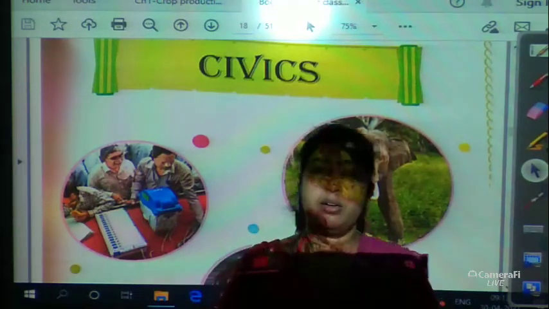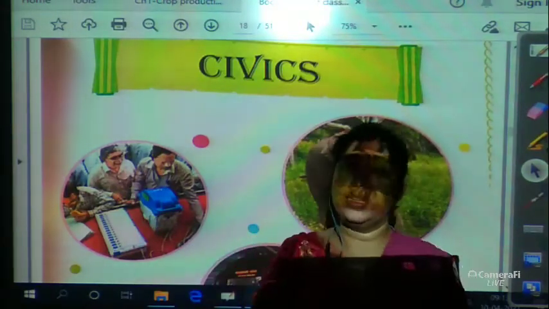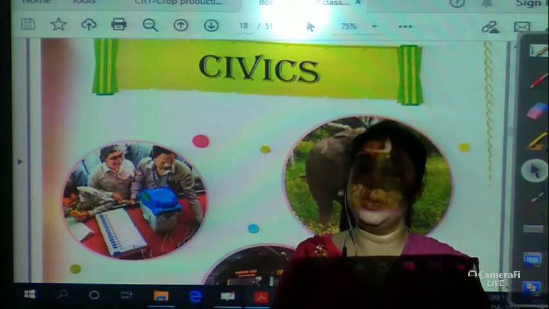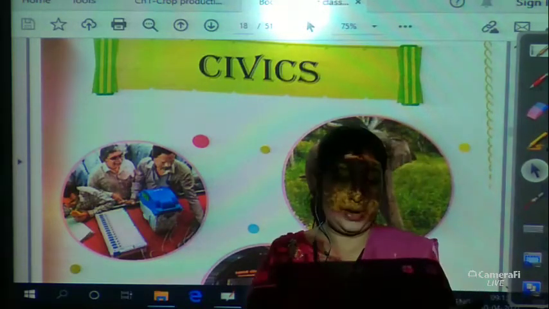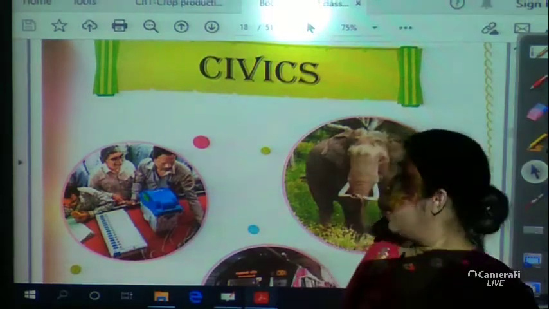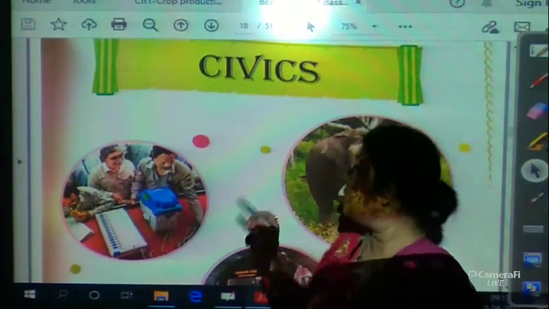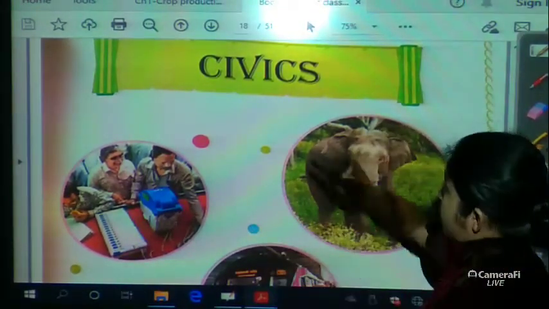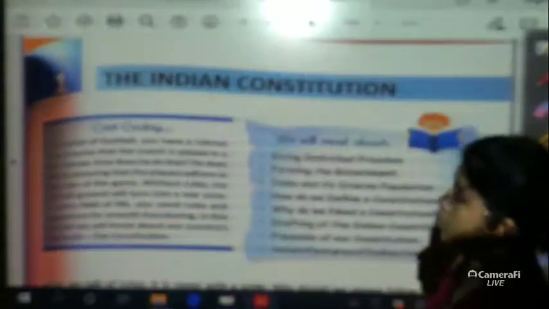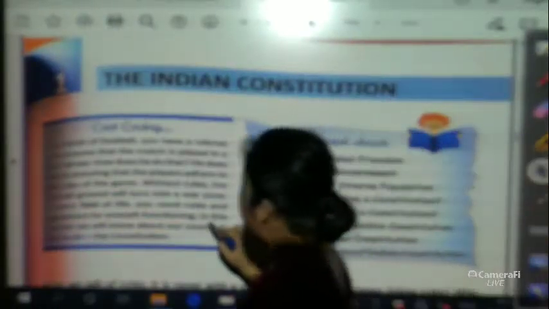Now, today we are going to discuss the civics part because we have already completed our history part from trade to territory. Okay, now today we are going to discuss the civics part, chapter 1. This is the civics part, and chapter 1 is the Indian Constitution. Okay, so this is our chapter.